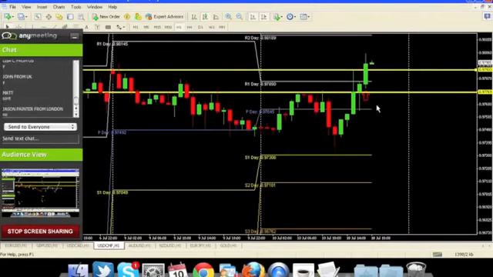No. Now the tail got smaller on the bottom. And look on top. Look how big the tail is on top. It's telling you there is pressure on top. So the chances of this current candle that's running having a very long tail are slim.